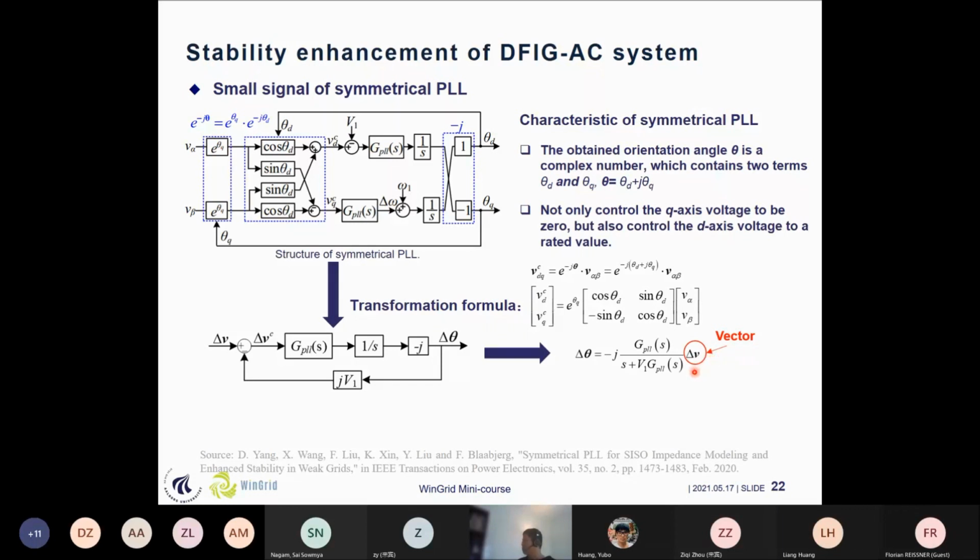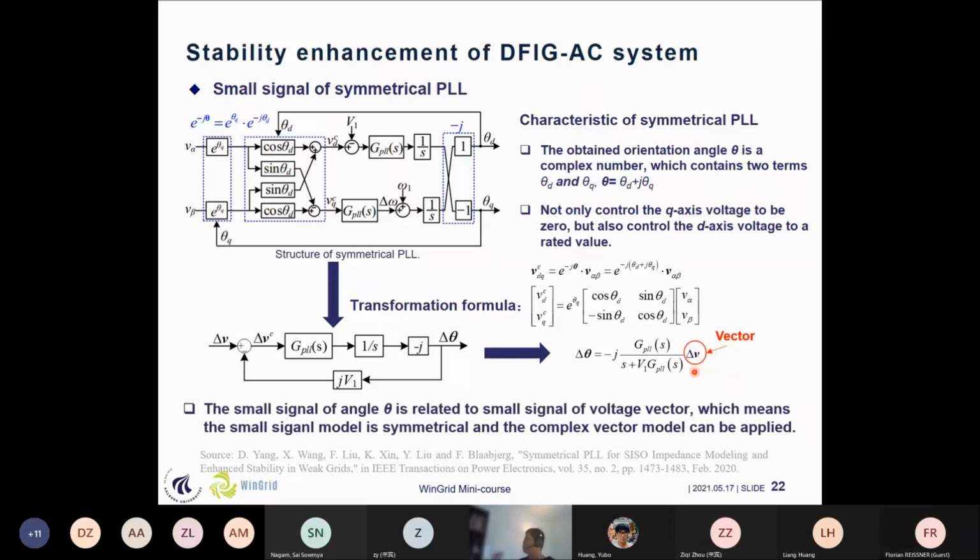So it's a vector. It means that if we use this kind of symmetric PLL, the perturbations on the stator voltage and the resulting angle variation will also be symmetric. We can still use a complex variable form. So if we can make this simplification, it means that our single-input, single-output analysis methods can be used for our parameter designs.